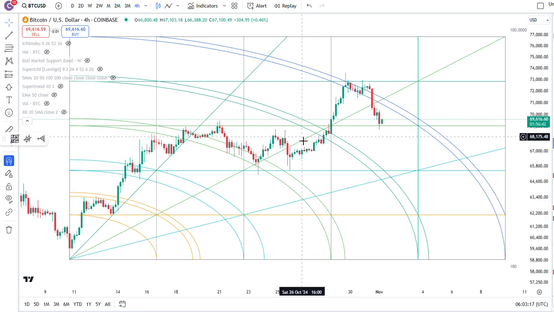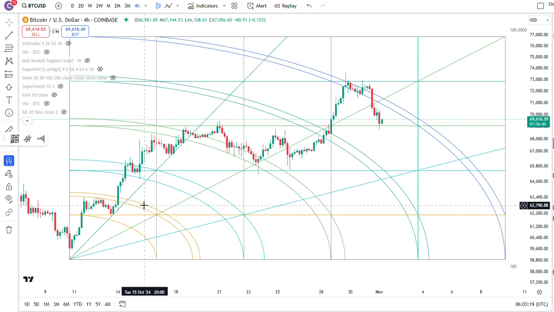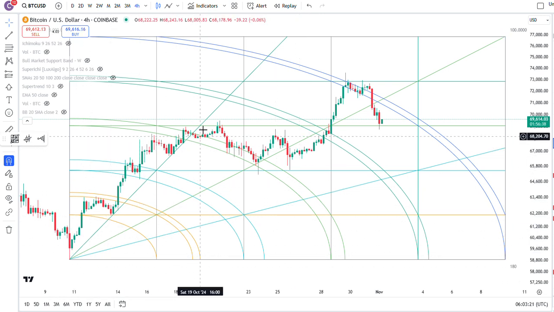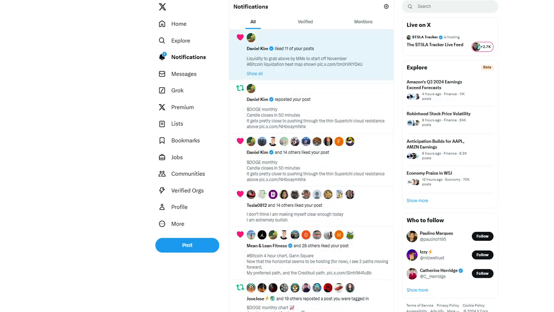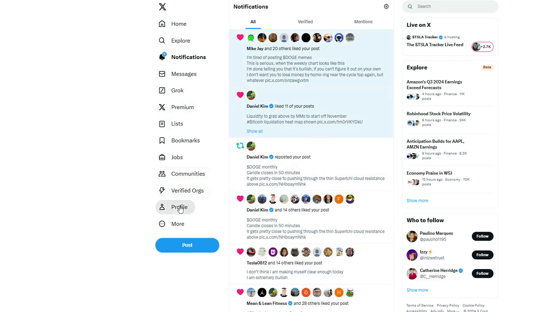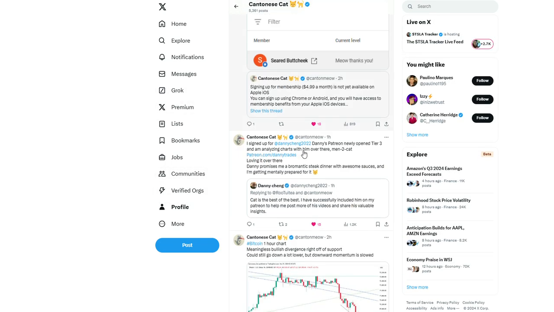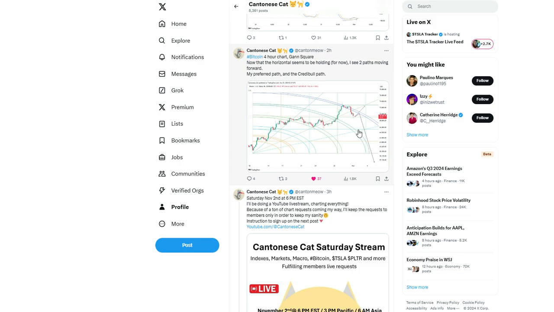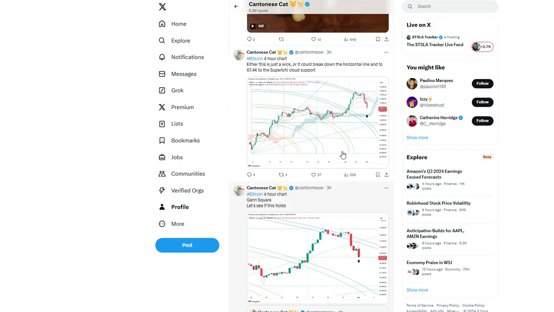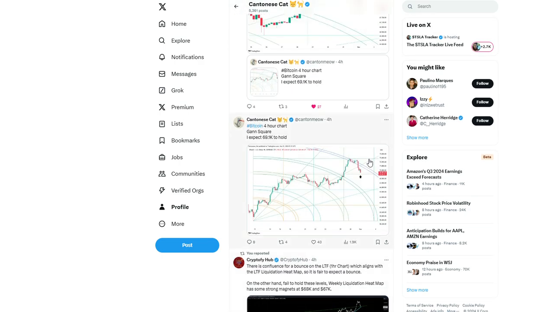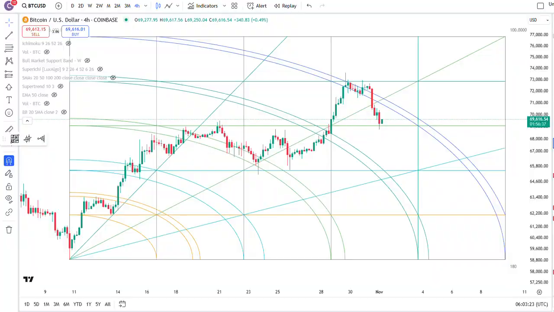What is Bitcoin going to do across different time frames? This is a 4-hour chart. I've been posting this on X almost non-stop. If you look at my timeline here, I've just been posting about the 4-hour chart non-stop, and price has been following my 4-hour chart pretty precisely over time. So I just want to talk a little bit about that.